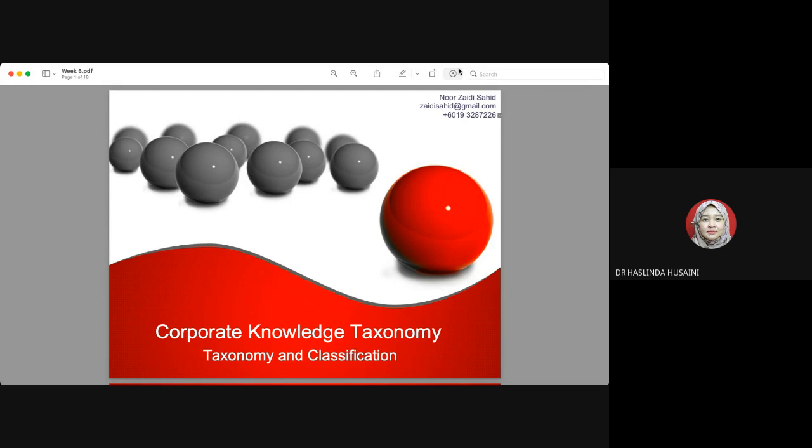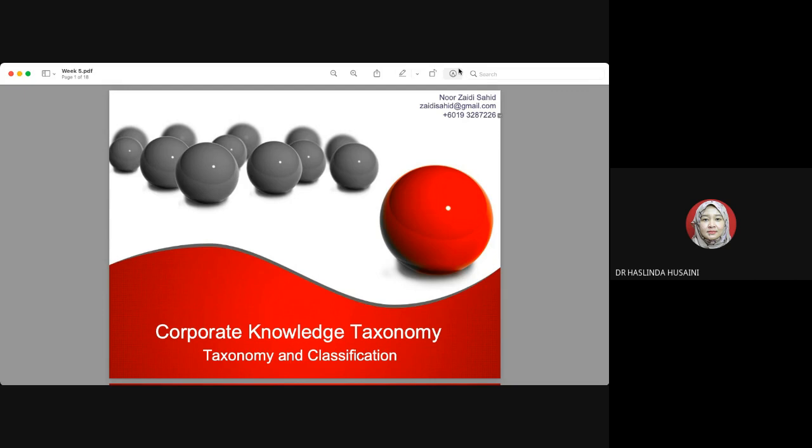Okay, for this week, we are going to cover topics related to taxonomy and classification, which consists of two main topics: taxonomy and classification market analysis, consisting of the methodology and assessing the current situation, and the second one is about the taxonomy and classification technology.